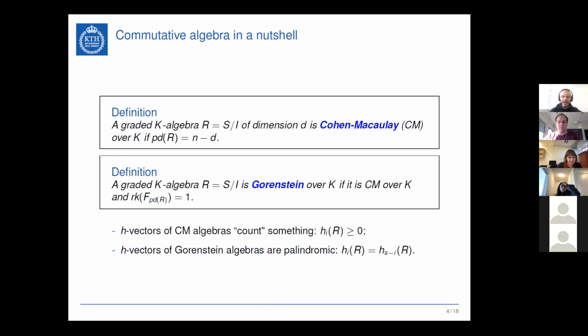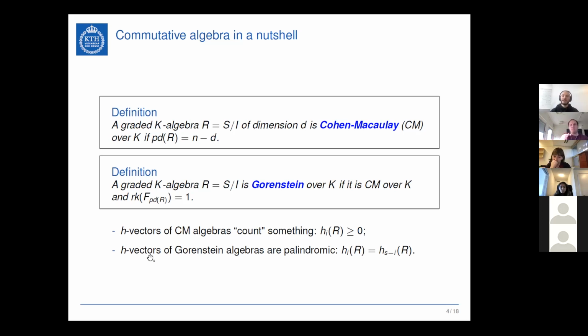So I spent some time telling you about numerical invariants of the algebras, like the H vector. Let me tell you some special properties of the H vector for these two classes. Well, for the first one, for Cohen-Macaulay algebras, the entries in the H vector are non-negative integers. And one way to see that is that you can figure out that they count something. They count monomials in a certain multicomplex. So in particular, they are non-negative integers.